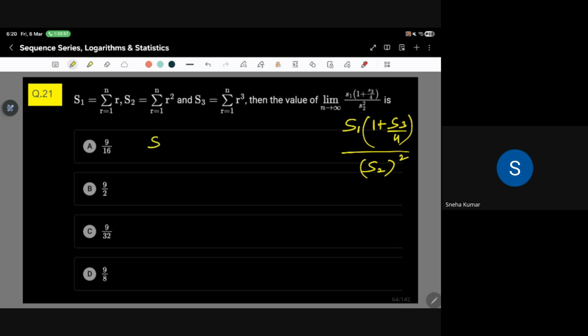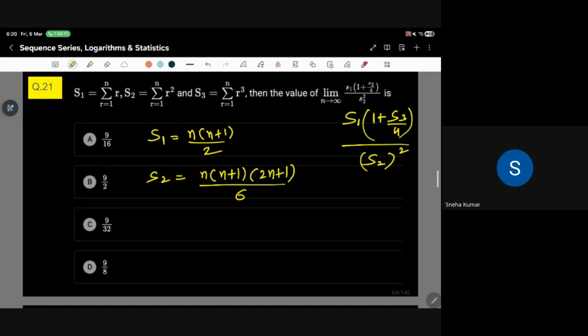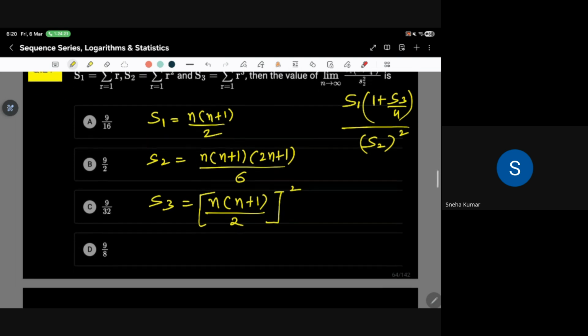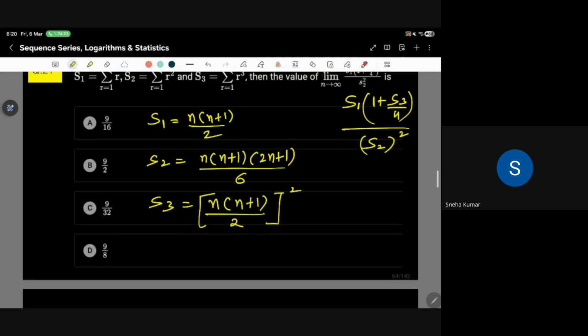So our S1 is the sum of the first 10 natural numbers. Our S2 is the sum of squares of the first 10 natural numbers, right? And then our S3 is the sum of cubes of the first 10 natural numbers, right? Now let's put this into this.